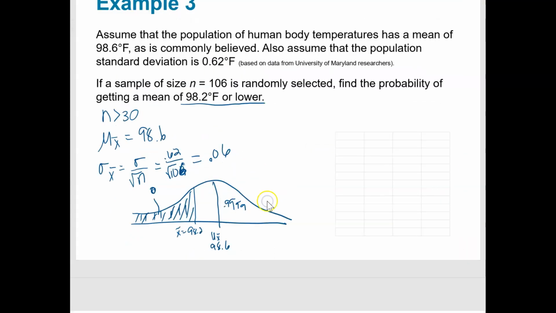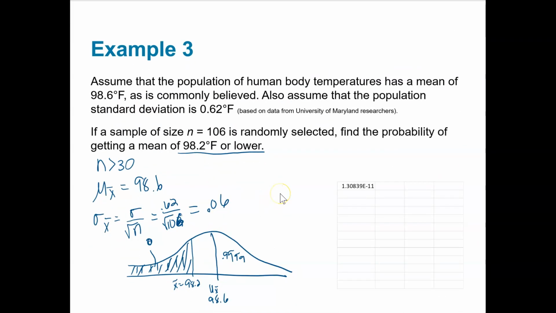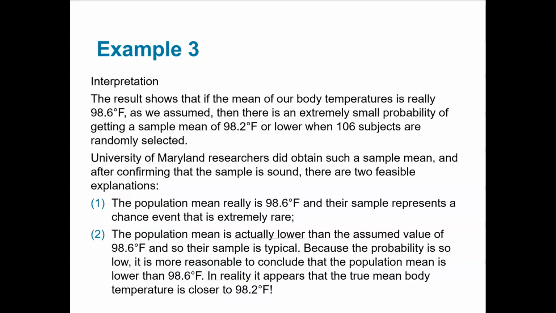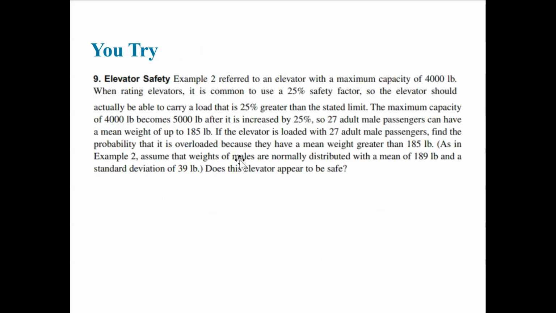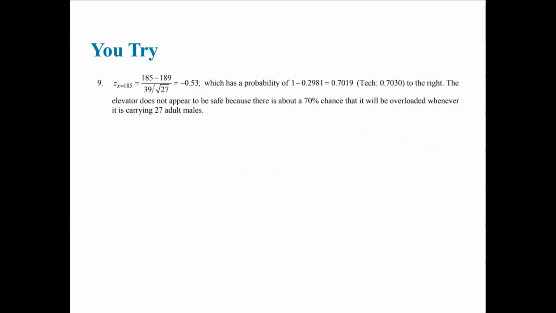So what's the probability? Essentially, the probability that you're going to get a mean of 98.2 or lower is certain, 99%. So what does that mean? It might mean that 98.6 is not actually our body temperature. Our body temperature might actually be 98.2. And go ahead and give this one a try. And there you go.